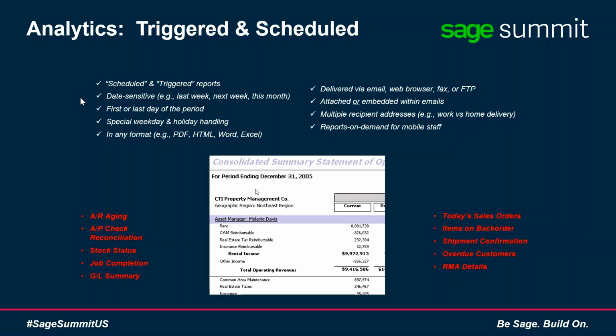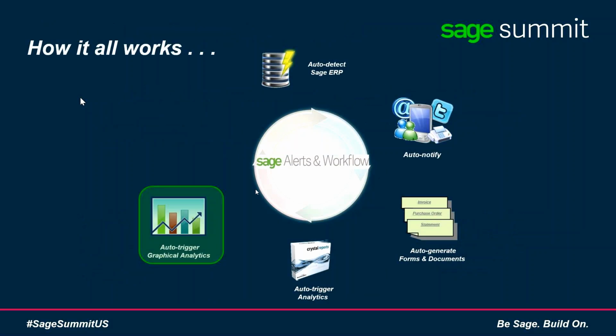So instead of waiting for the end of the day or the end of the week to run my stock status report, I can tell Alerts and Workflow as soon as an item gets to within 10% of its credit limit, then run my stock status report or my reorder report for that item and automatically deliver that report to my purchasing manager.